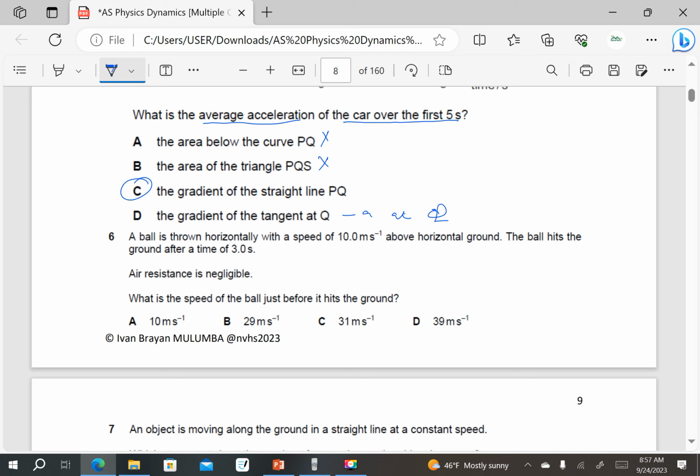A ball is thrown horizontally with a speed of 10 meters per second above horizontal ground. The ball hits the ground after a time of 3 seconds. Air resistance is negligible. That means the equations of motion can apply. So maybe I can sketch horizontal projection.